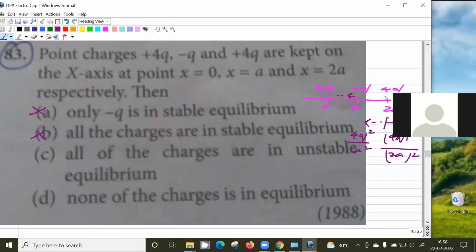So if I move towards this one, the repulsive force due to this will increase, and the attractive force due to this will also increase. Option D is also not true. All are in equilibrium, but the thing is it's not stable equilibrium. So check the answer. Is it option C?